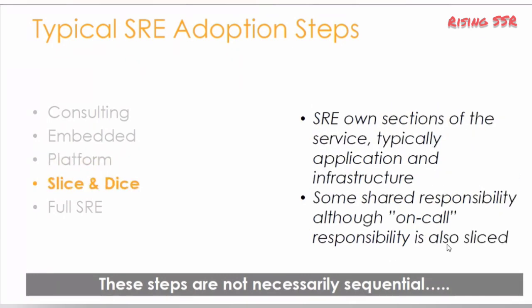So the slice and dice model is, as you can see, the name itself says it, right? SRE owns some of the elements, and the existing service delivery team owns some of the elements. The slice can include application and infrastructure components, or I mean, it needs to be agreed between both teams what they are slicing and dicing amongst each other.